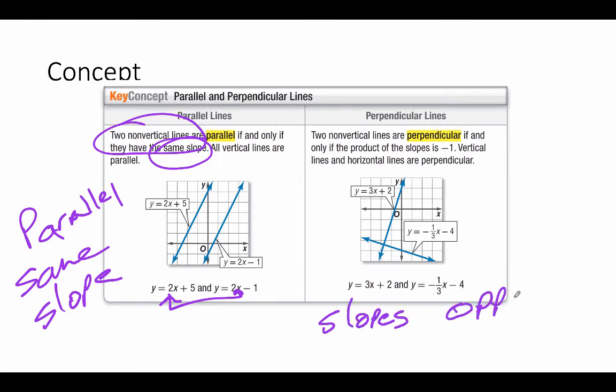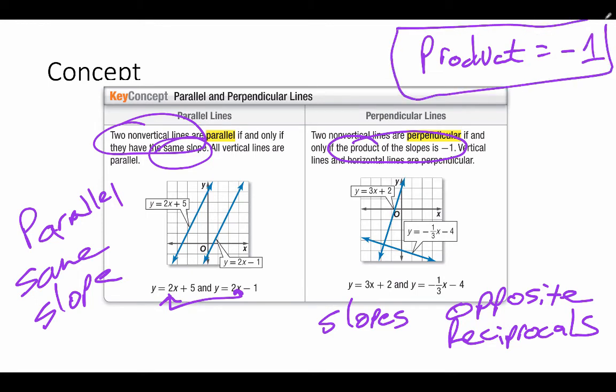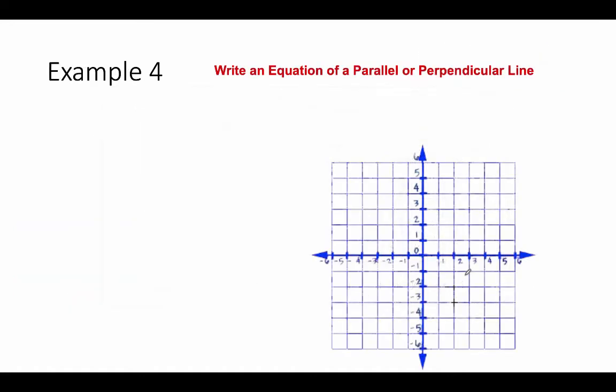Okay, perpendicular. Slopes are opposite reciprocals. Opposite means positive or negative. One has to be positive, one has to be negative. Reciprocal means flip it over. And that also means that the product, multiplying them together, will always get you negative 1. So you can always check by multiplying their slopes together. If you get negative 1, they are perpendicular. They form a 90-degree angle.